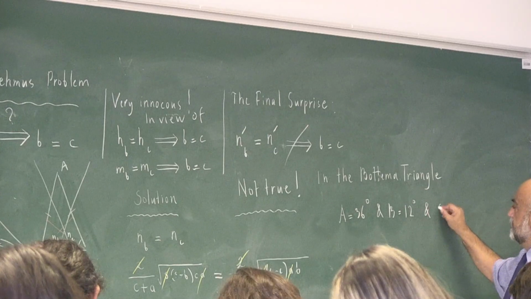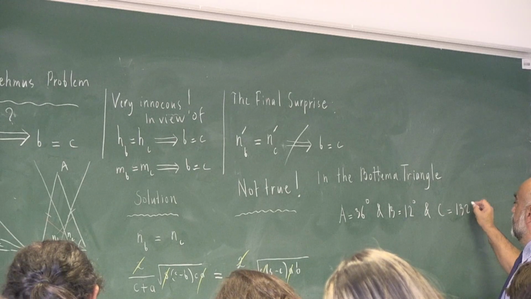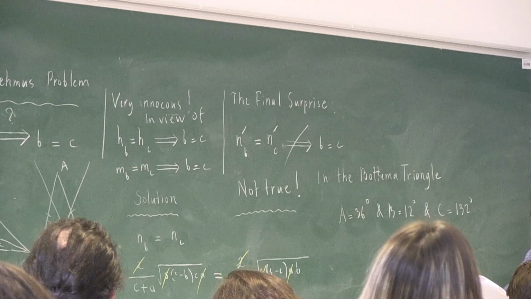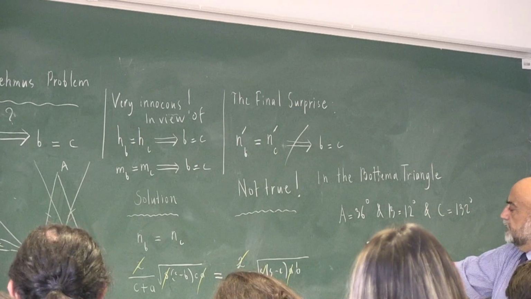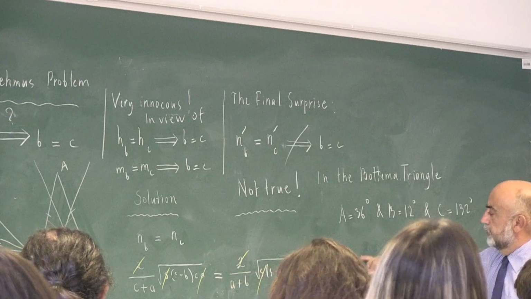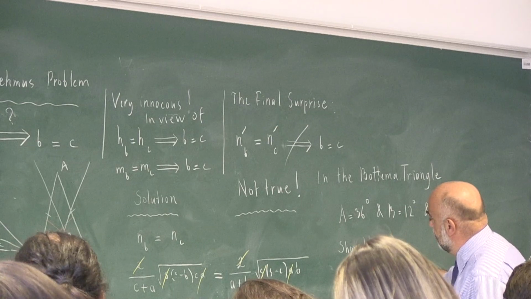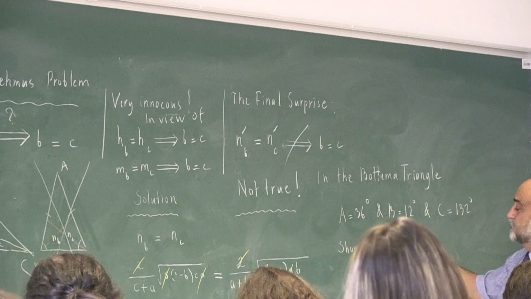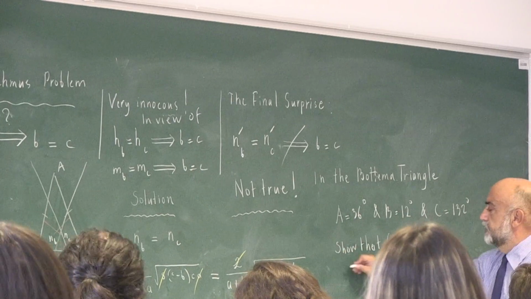And C is what remains? 132 degrees. If you take this triangle, the Bottema triangle, you will find that... show that. So I leave it to you. This is left to the student. In fact, you can check it up in my lecture notes. Left to the student. You can check the following. Show that.